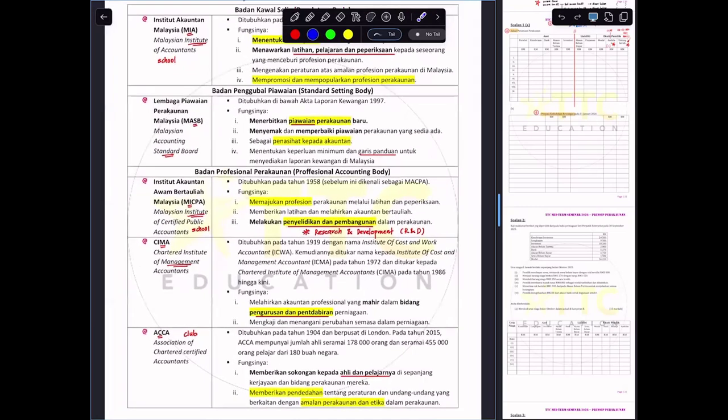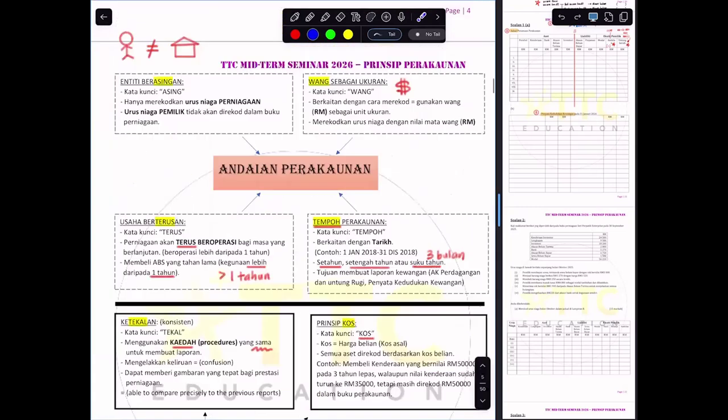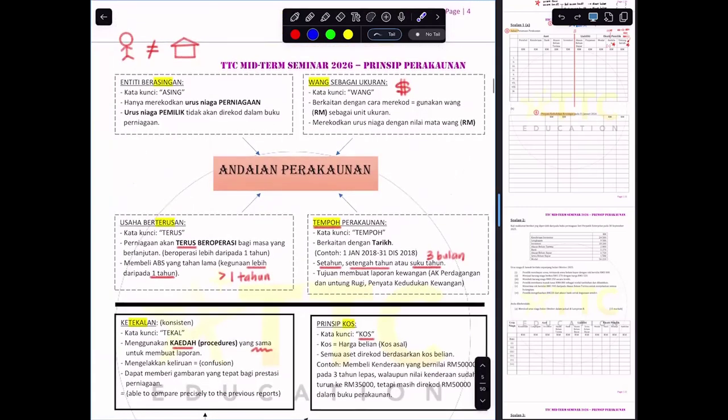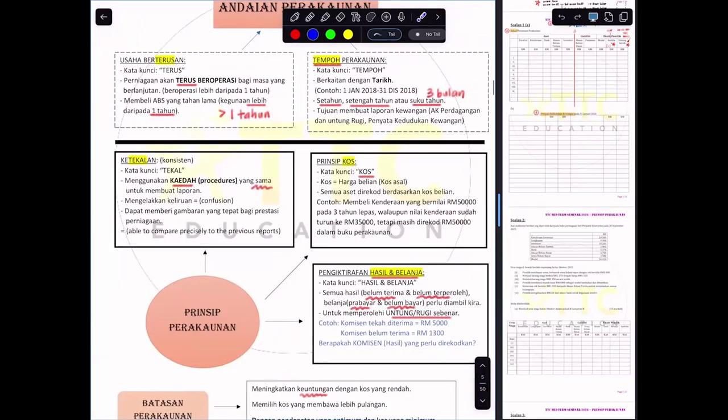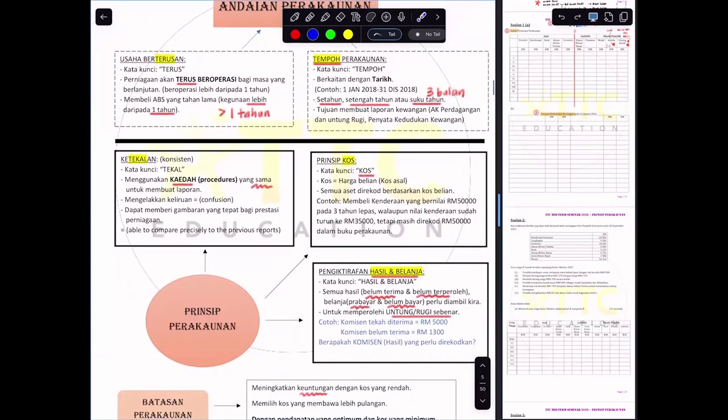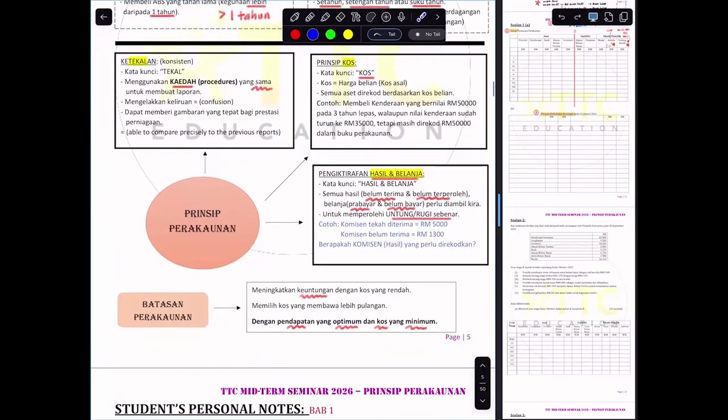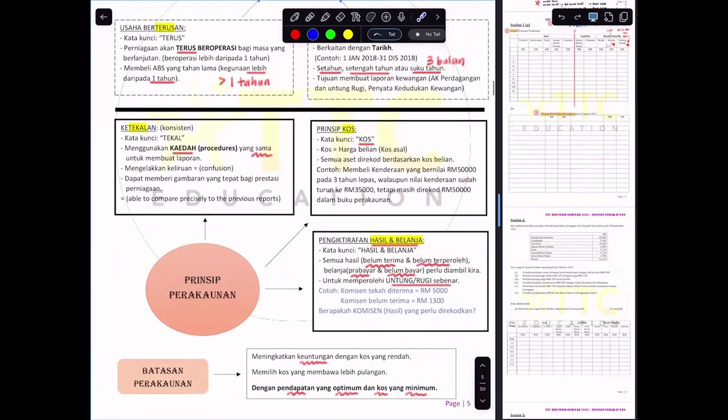Okay, done. The last part of topic one, chapter one: andaian, prinsip, batasan. This is the most popular for chapter one that always comes up in every exam, even in the SPM also. I do have questions about this part here, but it's okay. I will teach you how to tackle it, how to find the keyword from the scenario, from the sentence given in the question, to answer your question.